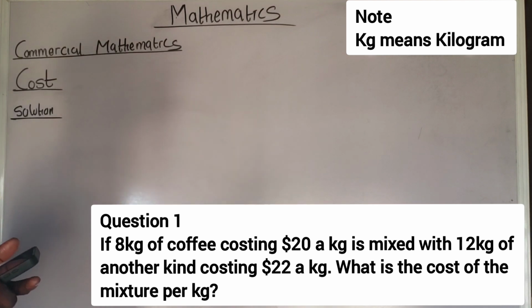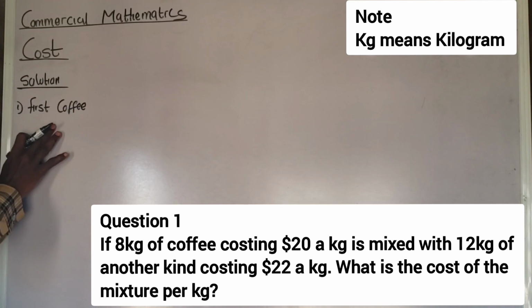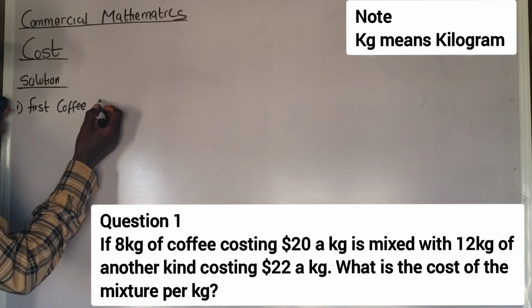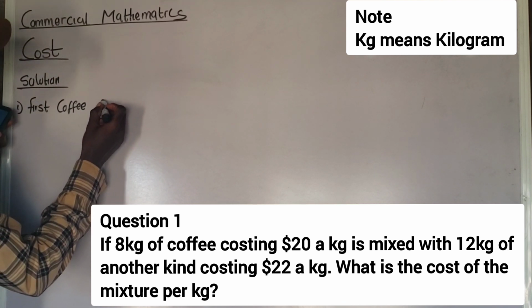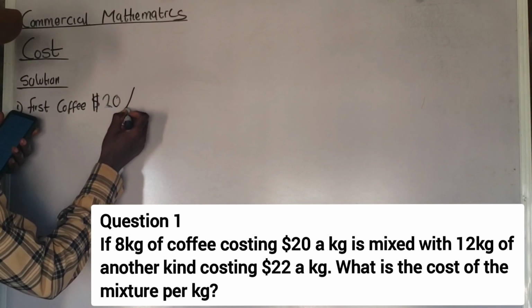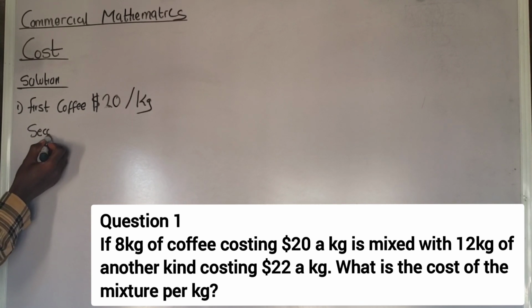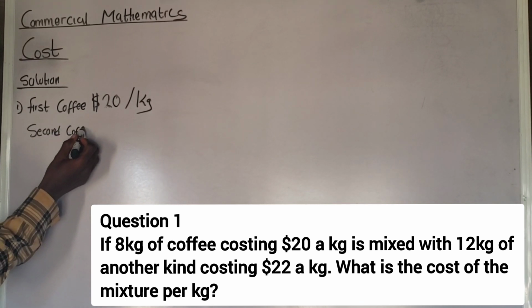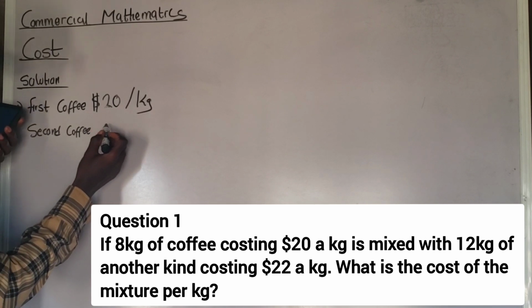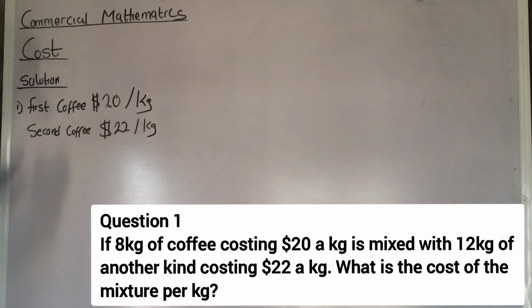Please pay attention. The price of a kilogram for the first coffee is what? $20. You understand? So for the first coffee, the cost is $20 per kilogram. And the second coffee is what? $22 per kilogram. Are you paying attention?